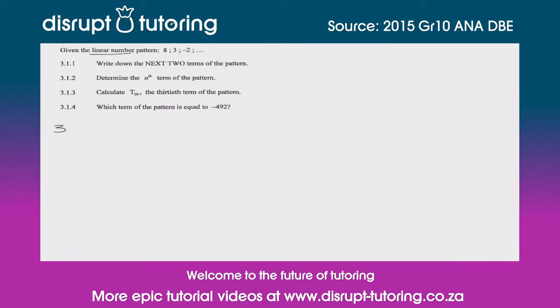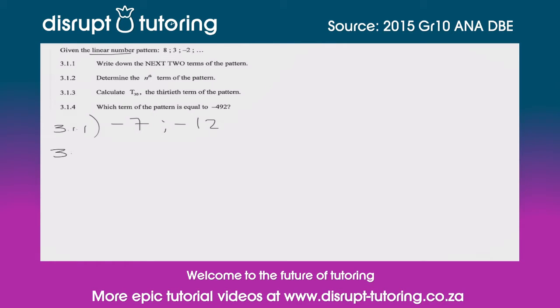They've said to us 3.1.1, write down the next two terms of the pattern. So let's have a look at what this common difference is. We move from 8 to 3, which is minus 5, then 3 to minus 2, which is minus 5. So that means minus 2 minus 5 is going to give us minus 7. And then we minus 5 from that again, and we're going to have minus 12, and that gets you a guaranteed 2 marks. Yes, please.